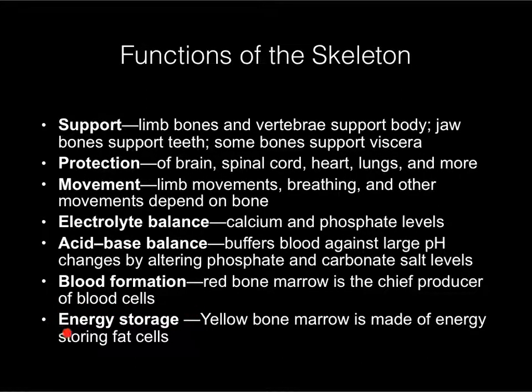Last, energy storage. You've got two types of marrow inside of your bones. The red marrow, like I just said, is concerned with making blood cells. The yellow marrow, which is actually probably the marrow you might be more familiar with if you've ever cooked with bones or cracked a bone to get at the marrow or anything like that. The yellow marrow is primarily fat. Fat tends to be kind of yellowish, and it's there for energy storage purposes.